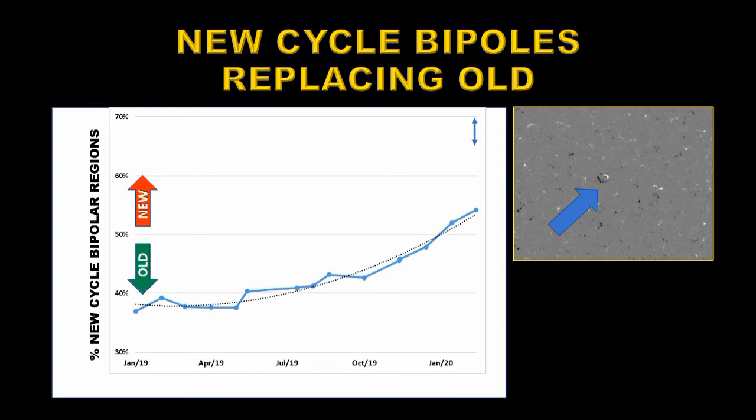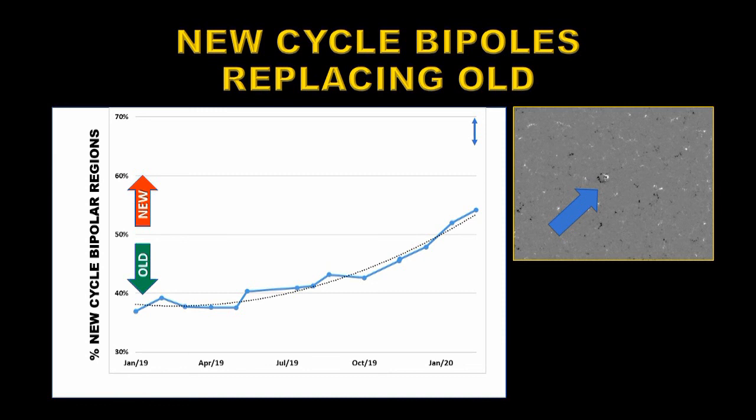I've shown one here with a blue arrow on the right, and if you look at that picture you can find there's dozens more. Now if you go through the magnetograms each day and choose the number of bipoles that have one polarity or the other polarity in each hemisphere, you can divide them into new and old cycle bipoles. And this is what I've done here. If you go back to January of 2019, the number of new cycle bipoles was less than 40%. But recently that number has jumped to over 50%.